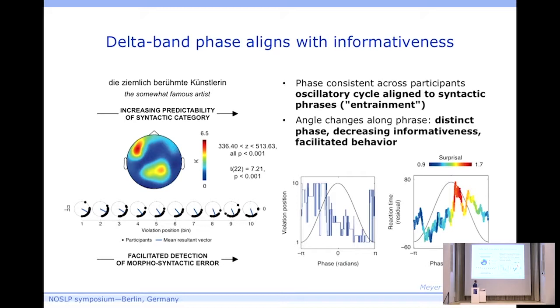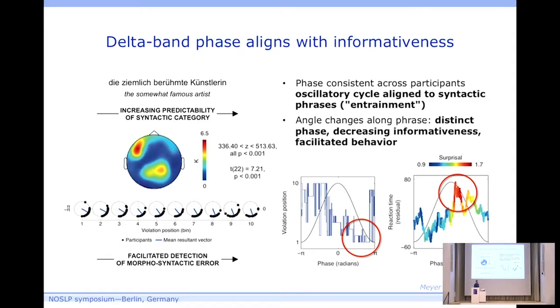On the left, what you see is the mode of the violation position from 1 to 10. And on the right side, this is complex, you see on the z-axis the syntactic information content, and on the y-axis the behavior, the reaction time. And this is now sorted by phase, right? So what you can see is that late violation positions in the phrase associate with phase segments between -pi and 0, very consistently. And that's also the part of the phrase where you're fast in responding, and where the information content is low.